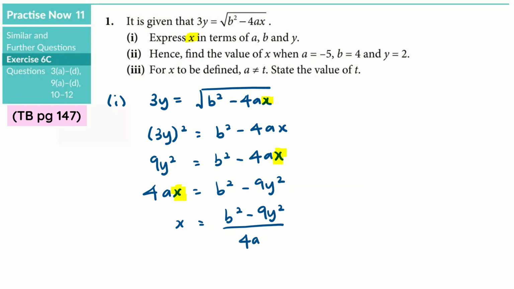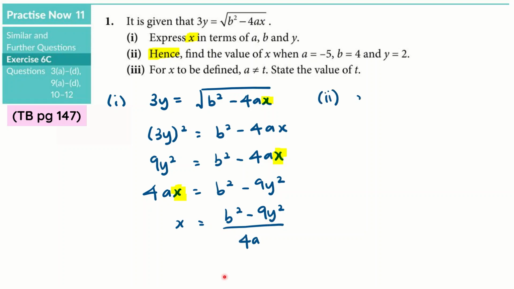Now we take a look at part 2. In part 2, we have "hence" again, which means that we must use our answer in part 1. You will definitely be penalized if you make use of something else to solve for your answer in part 2. So using our answer in part 1, which is this formula over here, I will replace a to be negative 5, b to be 4, and y to be 2. So in replacing, I need to put brackets around them most of the time.